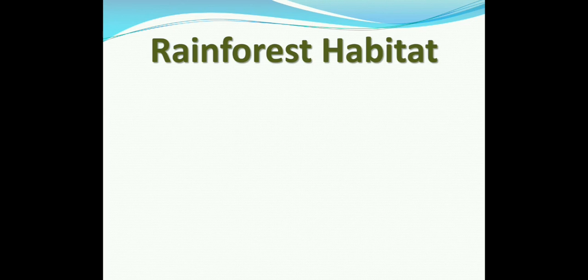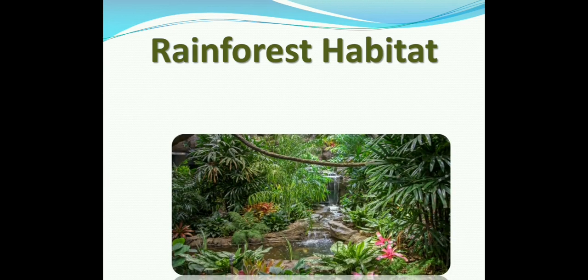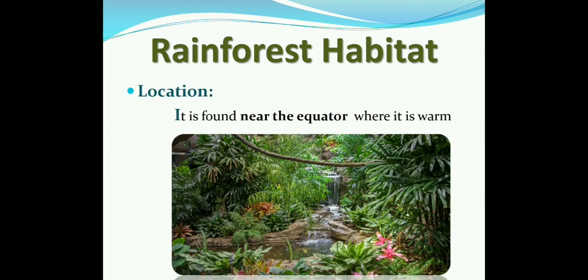The other kind of habitat is the rainforest habitat. The rainforest habitat, like you see in the picture, can be found near the equator where it is warm. What is the equator? The equator is the line in the middle of the earth. So rainforest is found near the equator where it is warm.